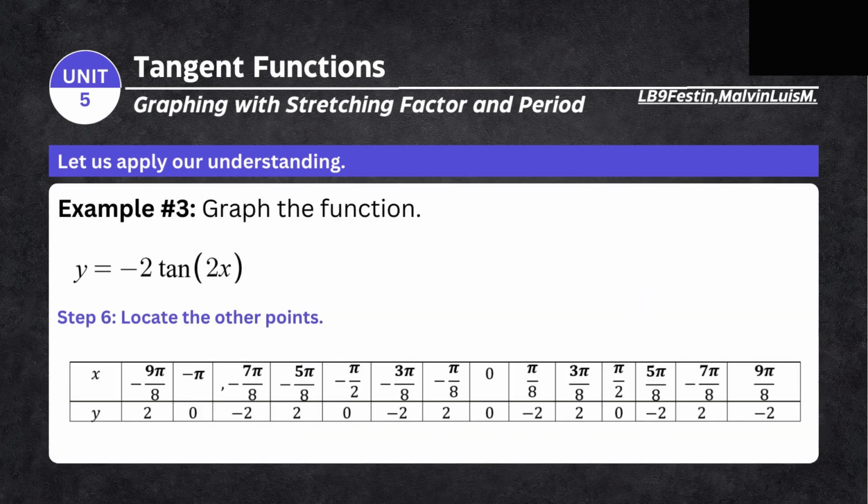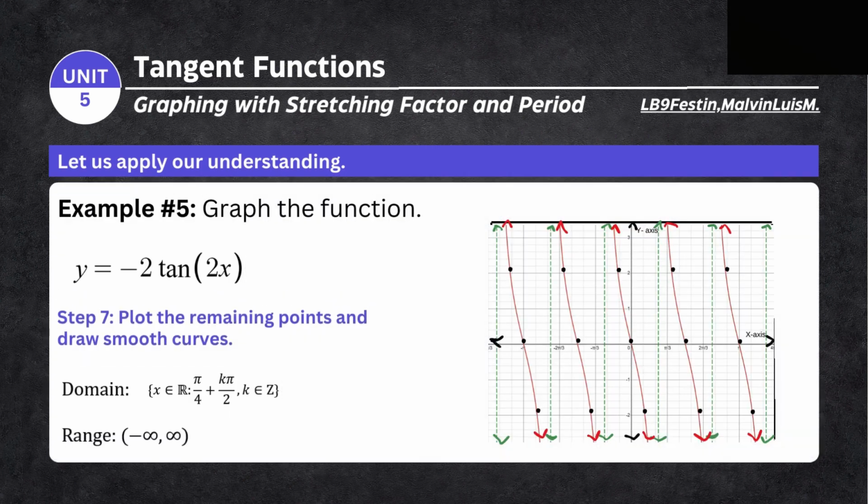Once we have the asymptotes, we will then have to locate the other points. The other points in the equation are given below in the table of values, and we can use these as reference for the points that we will be using to graph our entire tangent function. Then, we will plot the remaining points and draw smooth curves from the points that we found in the table of values. We will then know that the domain is x is an element of any real number, where x is not equal to pi over 4 plus k pi over 2, where k is an integer, and the range is from -infinity to infinity.